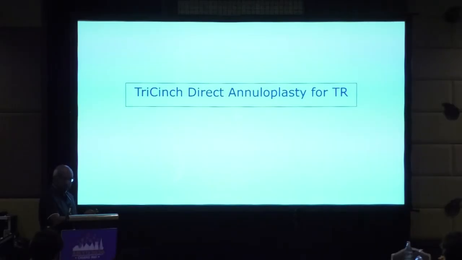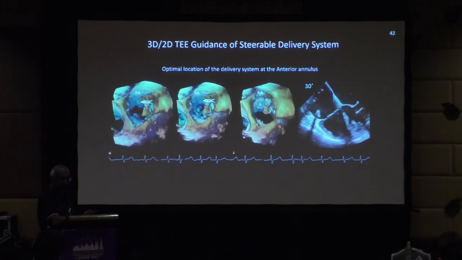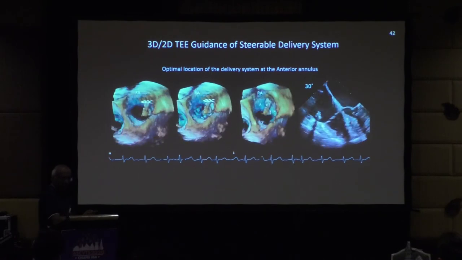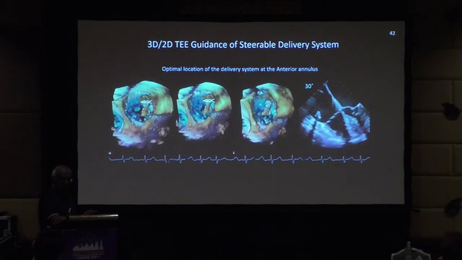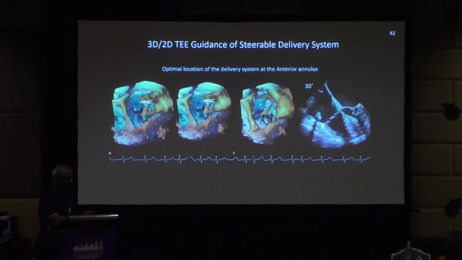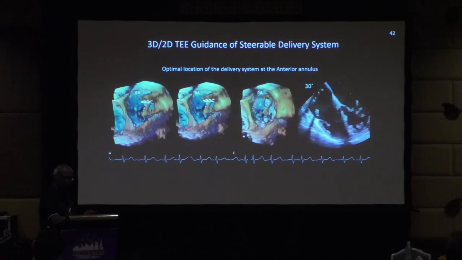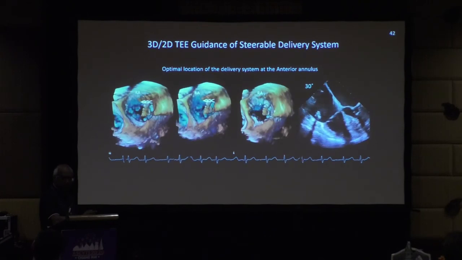Another way to deal with TR is to do a direct annuloplasty transcatheter. There is a system called the TriCinch device. We have done a few of those patients, and this is how we do it. We use the 3D TEE to guide the system to its anterior location. You can see it is at about the 1 o'clock location, which is what you want. You can see the leaflet anatomy. And then on the 2D echo, you see the system is placed over the insertion of the anterior annulus.